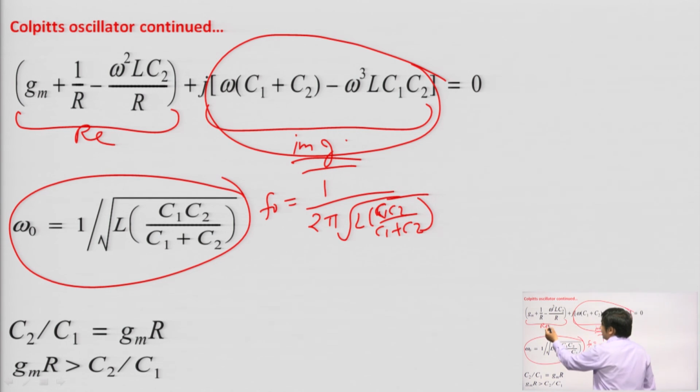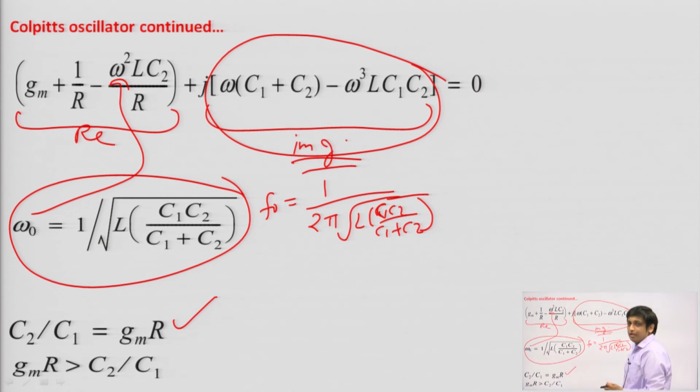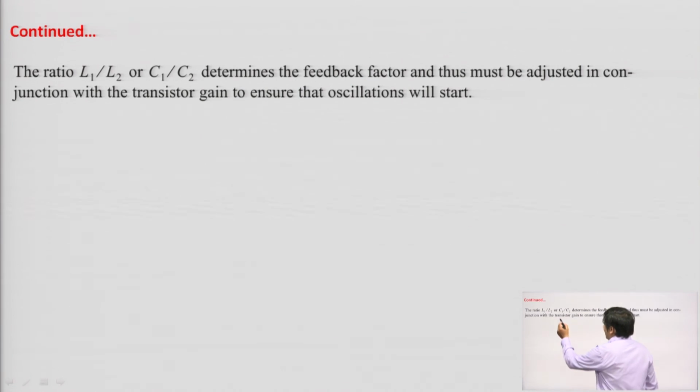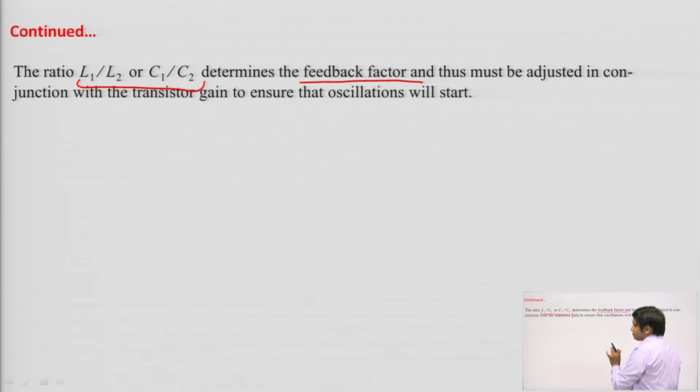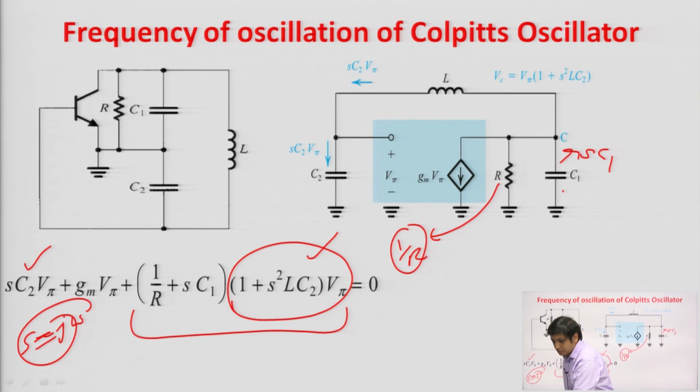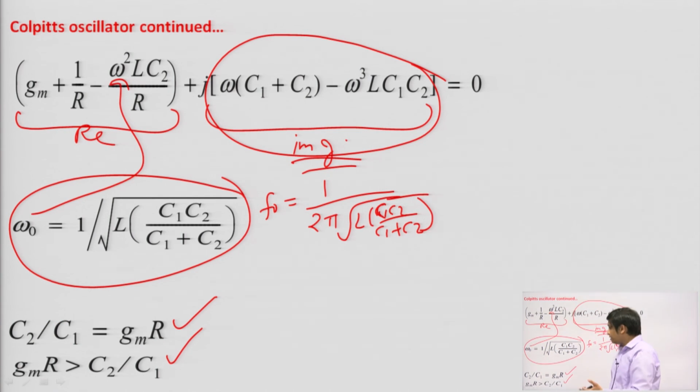Now, if we put the real part equal to 0 and put the value of omega naught in this real part, then we will get C2 by C1 equal to Gm into R. That is the condition for sustained oscillation, but to start the oscillation, Gm into R should be greater than C2 by C1. Gm is the transconductance of the transistor. Basically, L1 by L2 and C1 by C2 determine the feedback factor, and this is very important because by adjusting the values of L1 by L2 and C1 by C2, we can start the oscillations. So, this is the calculation of the frequency of oscillation of the Colpitts oscillator.